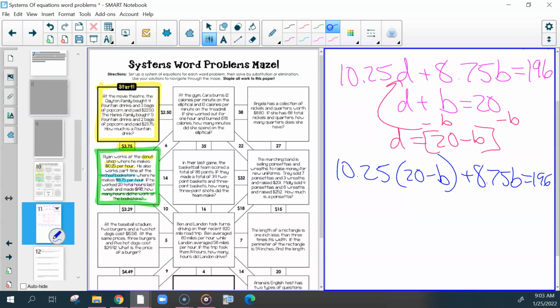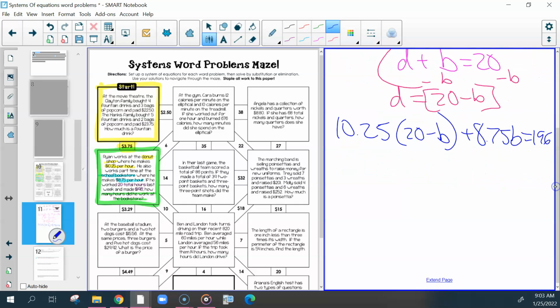From there, start solving. Distribute 10.25. Someone multiply 10.25 and 20 and tell me what that is. 205. Minus 10.25B. Double check that. Running out of space.